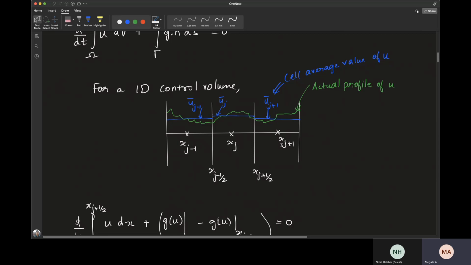The profile is different, but the value that you will be storing at the cell center is an average of the whole value of u inside the whole cell. So the average of this green line is your blue line. The average of your green line in this cell is your blue line in this cell, and the average of your green line in the next cell is the blue line in that cell. So it goes like that.